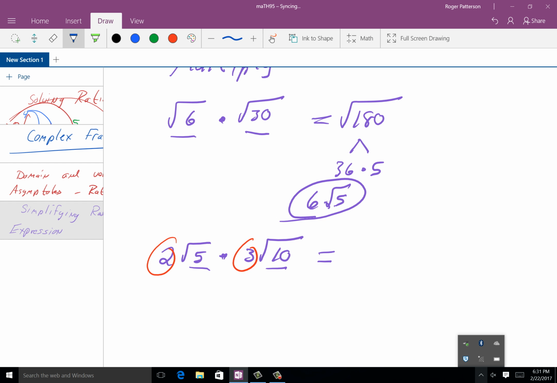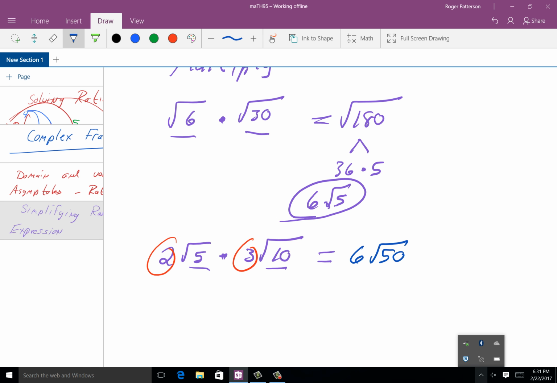So a lot like a fraction where you multiply the tops and multiply the bottoms, it's kind of the same idea. So what are we going to get on the outside of the square root? 6. And what are we going to get on the inside of the square root? 50. And now we have to reduce it.